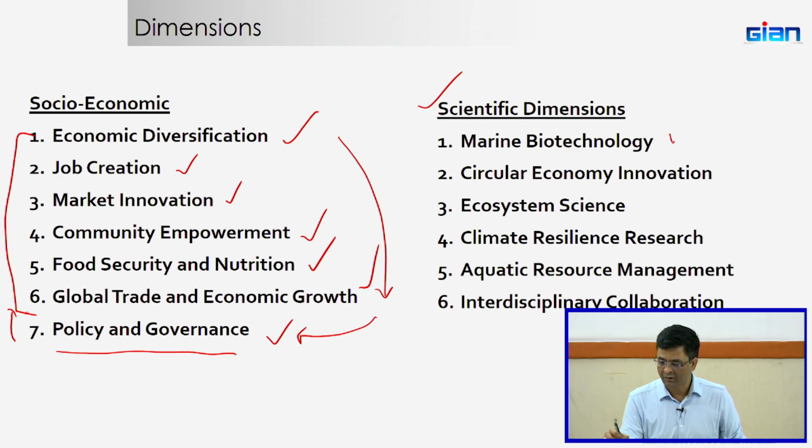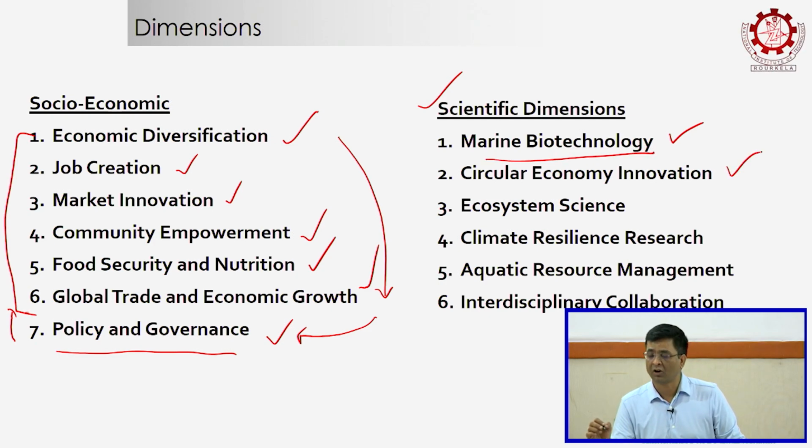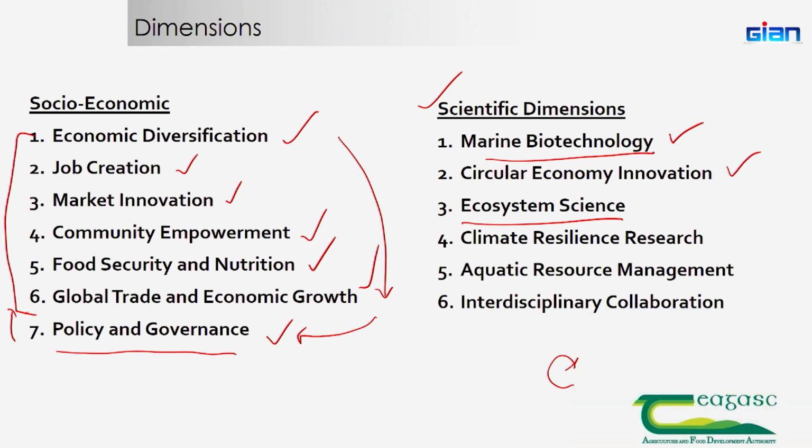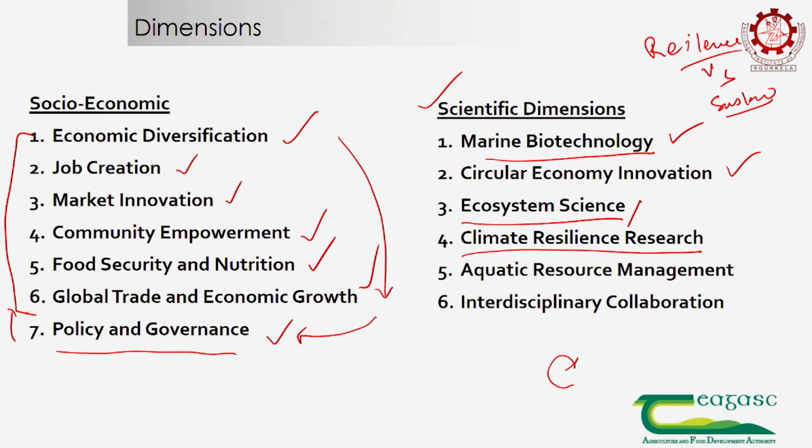Now, scientific dimension: marine biotechnology, all what we had discussed; circular economy innovation, that means how we can create short circles; ecosystem sciences, that is ecosystem services, disturbing an ecosystem or how to maintain an ecosystem, or biodiversity; climate resilience. So in the evening we'll go for resilience versus sustainability. What's the difference between these two? Think over it, we'll talk about it. What is good? Is resilience good or is sustainability a better word?